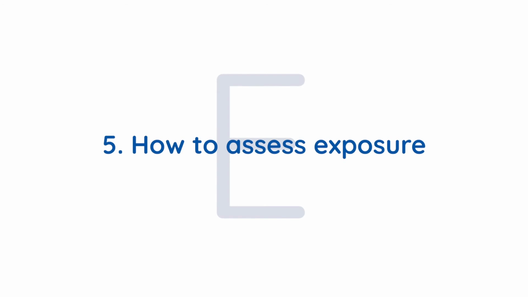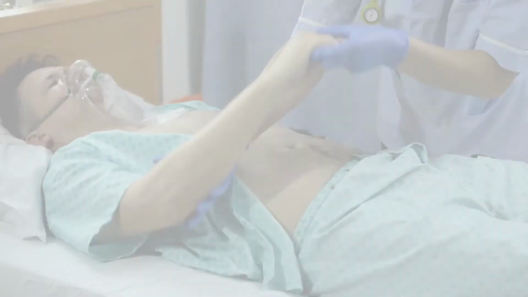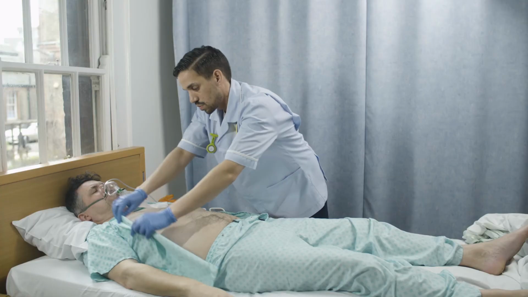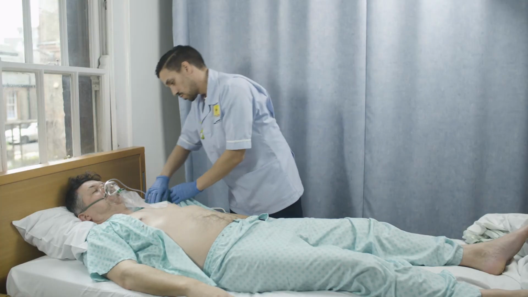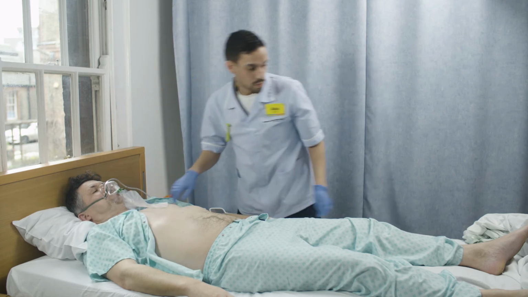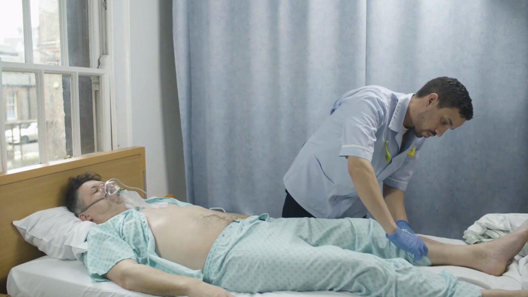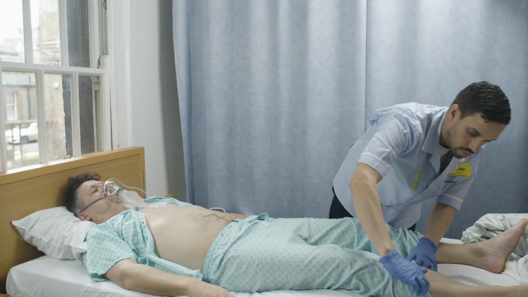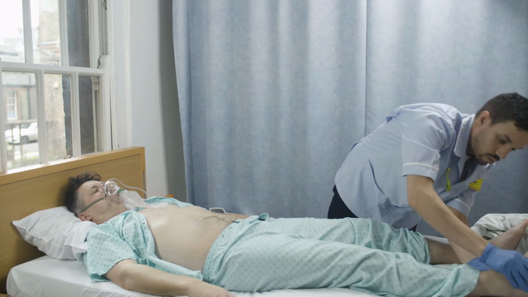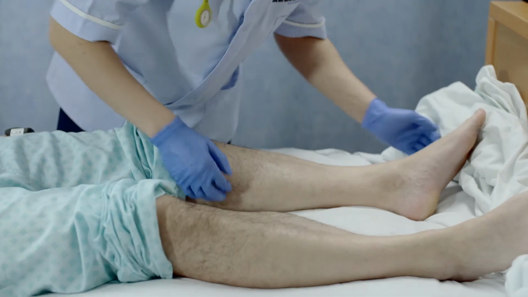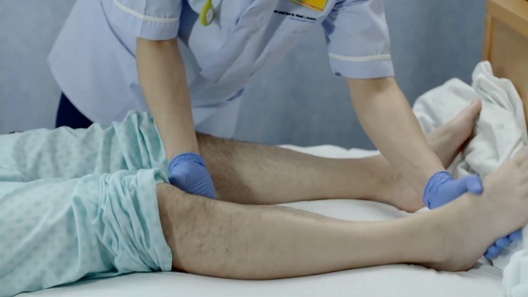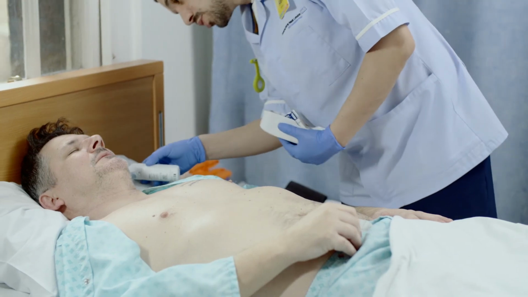How to assess exposure. A full patient exposure is necessary in order to properly examine the patient. However, you should consider the patient's dignity. If possible, try to get informed consent. Look for signs of trauma, bleeding, skin reactions like rashes, needle marks, or anything else that might be the cause. Body temperature can be estimated by feeling the skin or using a thermometer when available.